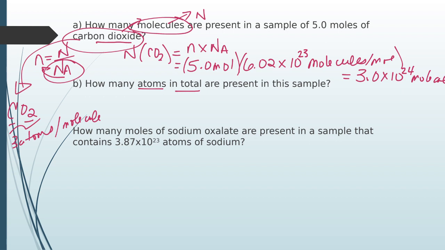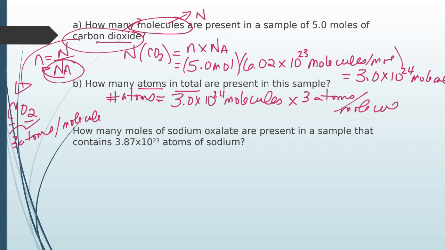So there's no real formula here, but if we want to set it up, we're going to do number of atoms, and we have to use the number of molecules that exist. So we know that there's 3.0 times 10 to the 24 molecules in this sample, and then I'm going to multiply by 3 atoms per molecule. And this allows my molecule unit to cancel out. And then when I multiply that through, I end up with 9.0 times 10 to the 24 atoms.